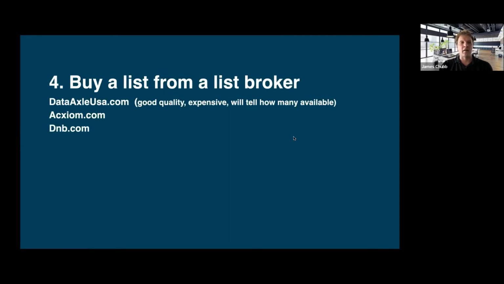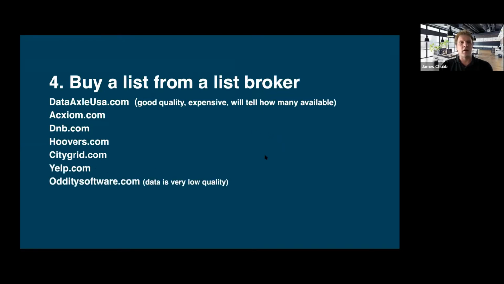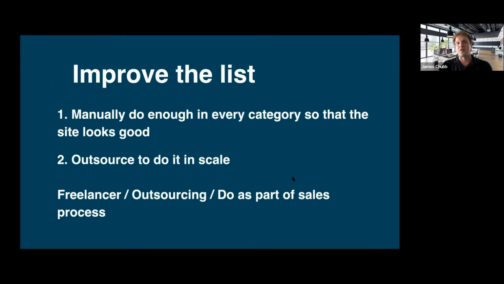Axiom, giant billion-dollar data company, Dun & Bradstreet as well, Hoover's, CityGrid. I think Yelp sells data possibly. A couple low-quality ones. There's one out there, Audi Software, the data supplier. You can do a Google search. There's lots of them out there. Just find one. Some are better at certain categories or types of business than other ones.